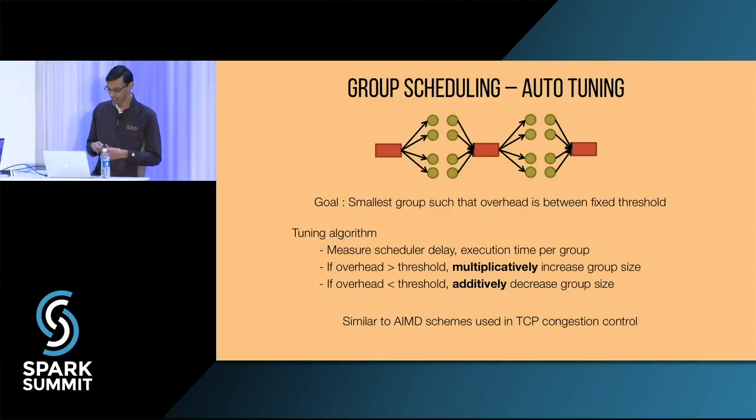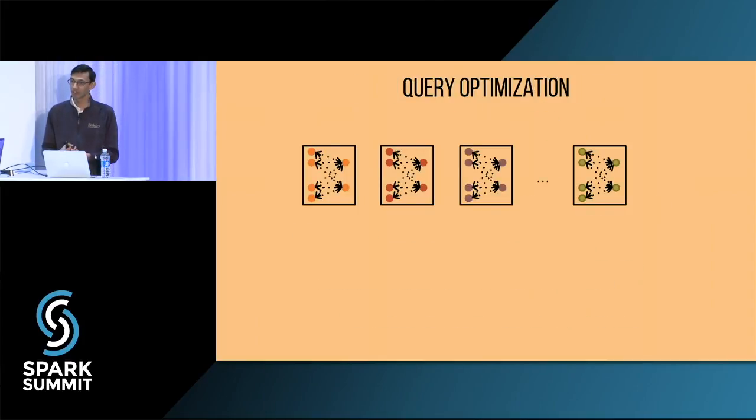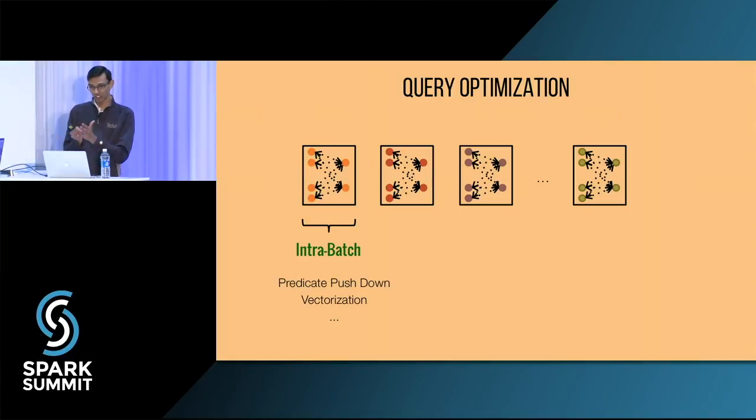This is born out of some inspiration from looking at the TCP congestion control scheme, for those of you who are familiar with networks. The other aspect that I'm really excited about is how Drizzle can be integrated with query optimization. Specifically, there are two kinds of optimizations that we can do in a system like Drizzle. The first is within one of these batches, so an intra-batch optimization, where we, let's say, use code gen or vectorization or some of these techniques that are well studied in Catalyst, the existing Spark SQL engine.